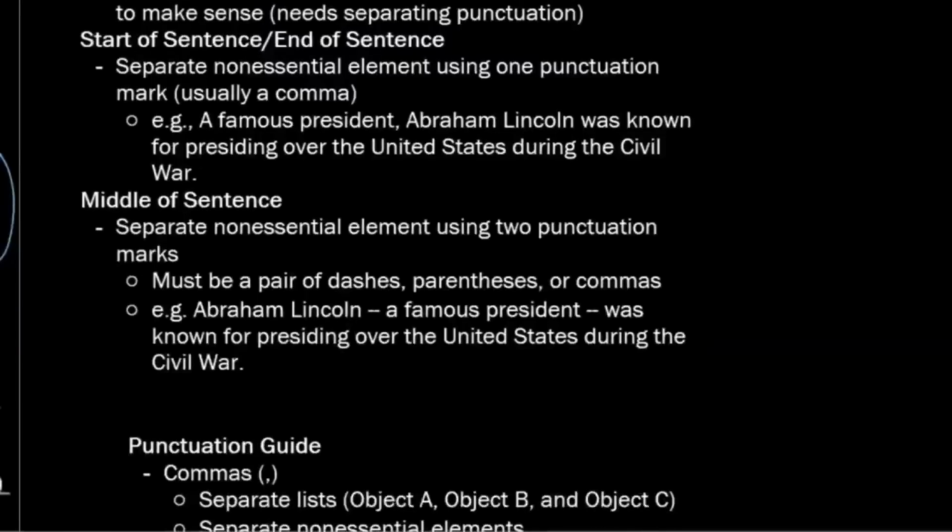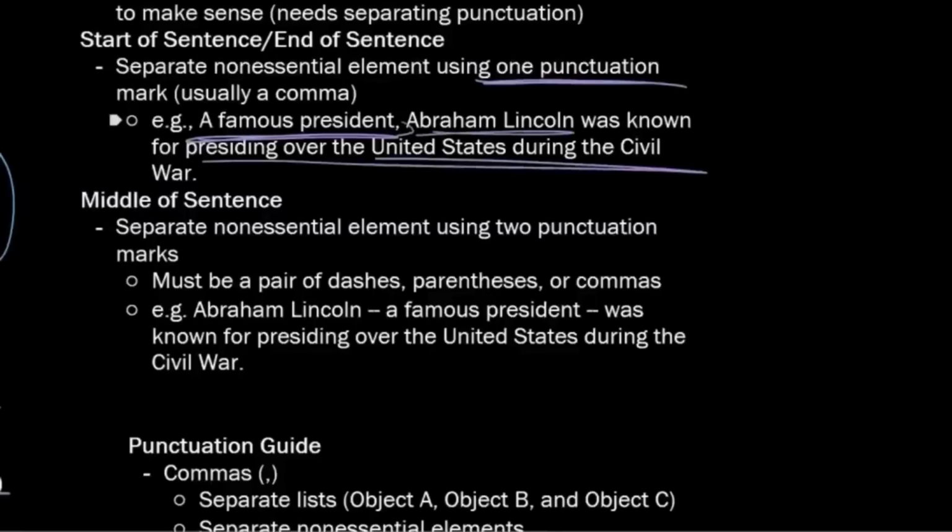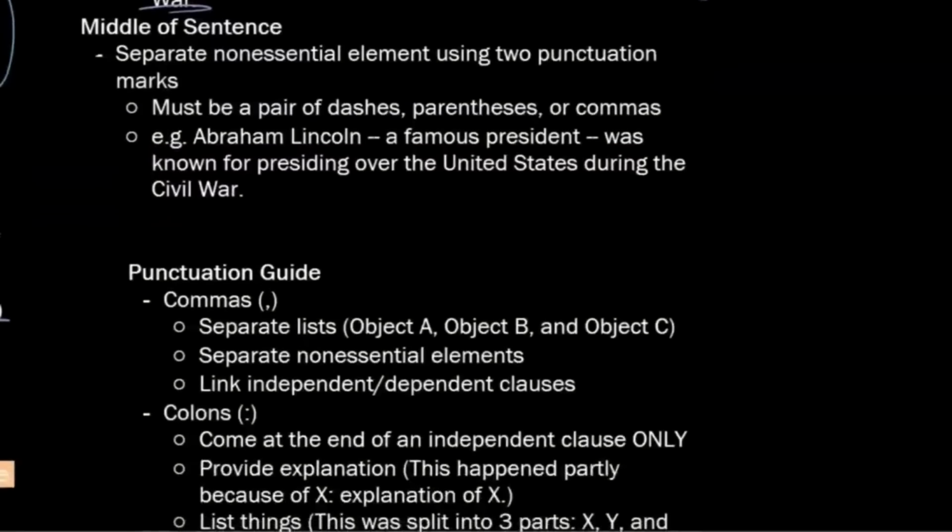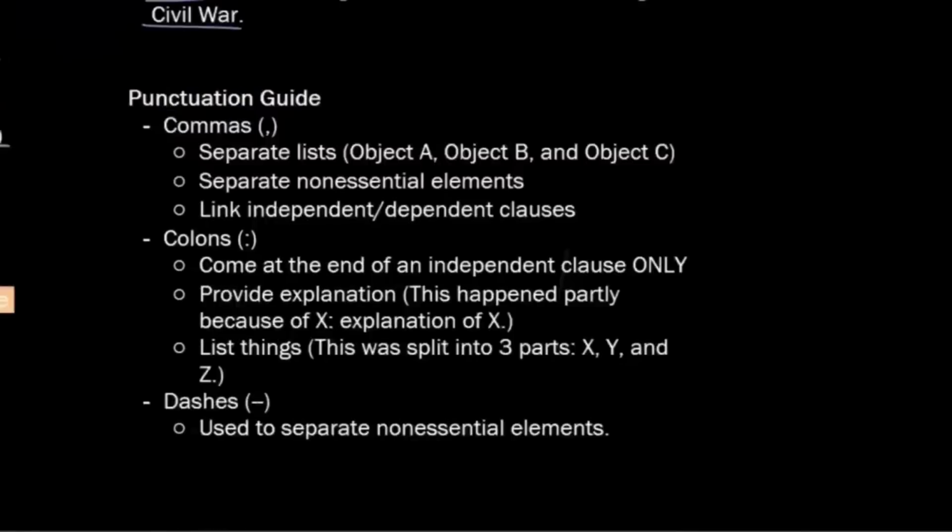Now, if you have a non-essential element at the start or at the end of a sentence, you just separate that using one punctuation mark. For example, "A famous president, Abraham Lincoln, was known for presiding over the United States during the Civil War." If it's in the middle of a sentence, you separate your non-essential element using two punctuation marks. Again, it must be a pair of dashes, parentheses, or commas. So I could make this parentheses, I could make this commas. Okay? They're only going to give you one option that's correct. So this also must match this. I cannot have a dash and then a comma. It just doesn't make sense. So, "Abraham Lincoln, a famous president, was known for presiding over the United States during the Civil War."